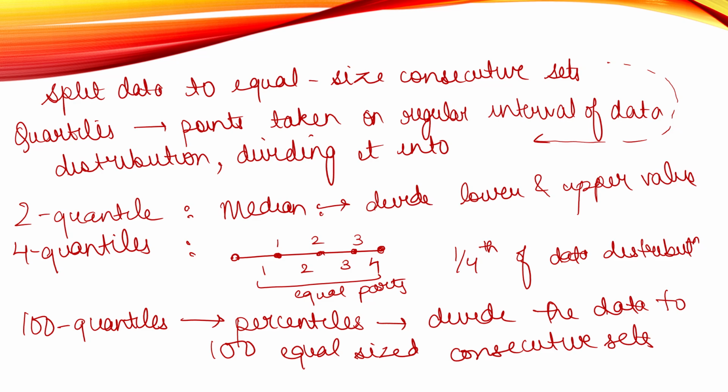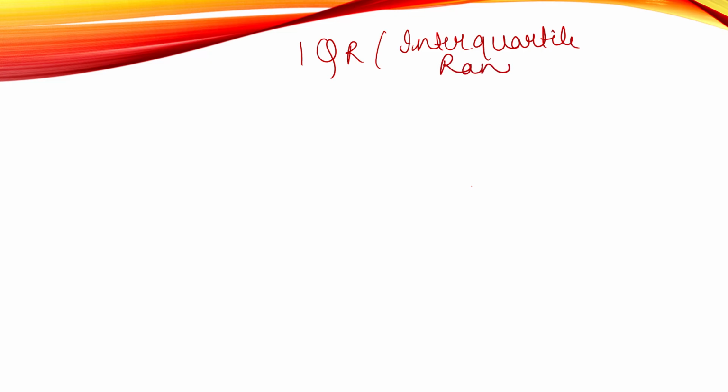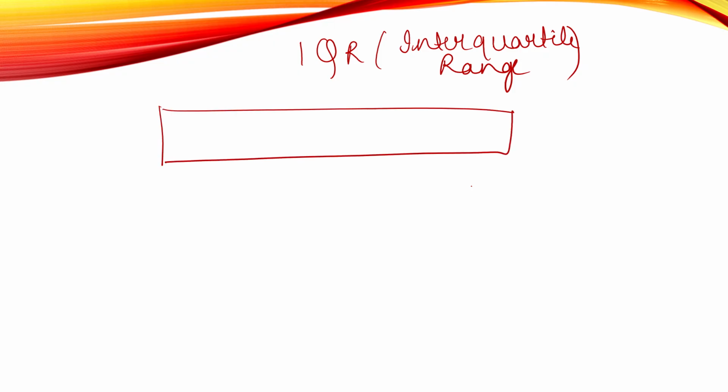Now let's see IQR, the interquartile range. Basically, IQR is a range: Q1 is the boundary between the first and the second quartile, and Q3 is the boundary between the third and the fourth quartile. So let's see using a diagram, because this may not be clear like this.